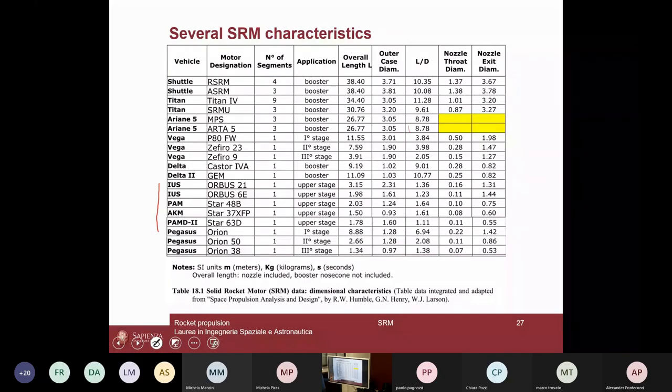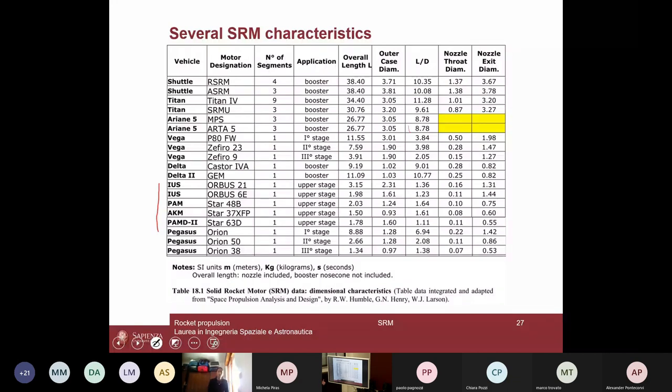And finally, you see the three stages of another fully solid rocket, which is the Pegasus launcher. Pegasus is an air-launched rocket that starts at 10 kilometers on board of an airplane and is released at that altitude, and then it will be accelerated up through the stages, three solid stages.